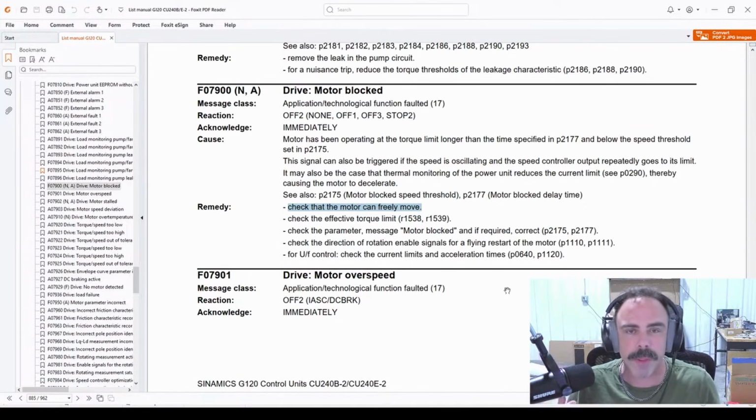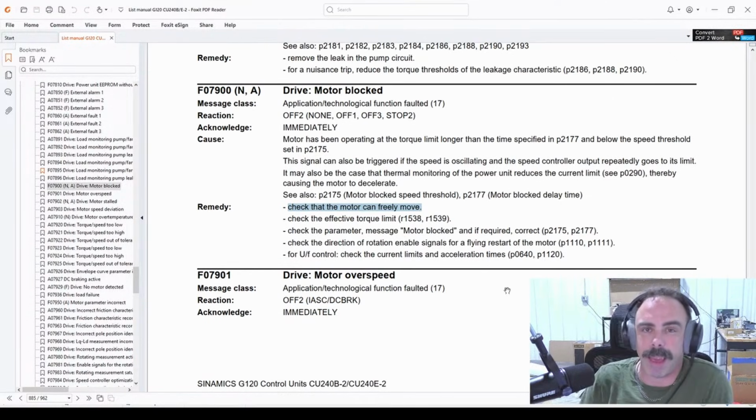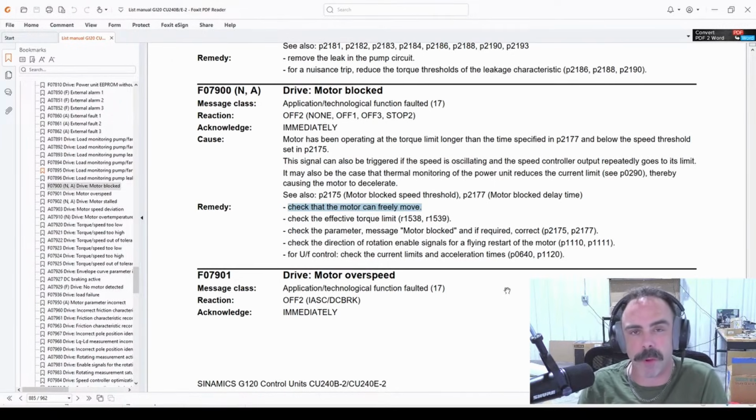So you can either swap the encoder leads, or you can invert the encoder signal in parameter 410. There are two indices in that parameter, one for the speed controller and one for the position controller. When in doubt, turn both of them.